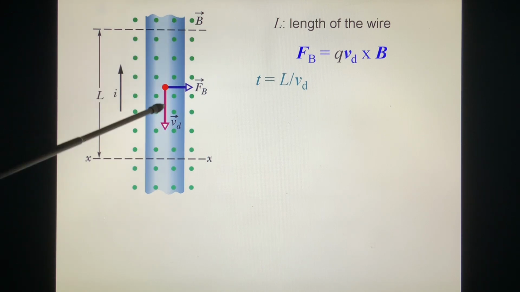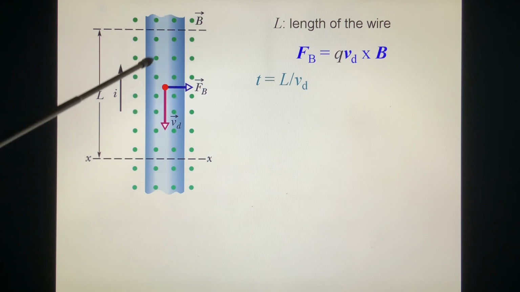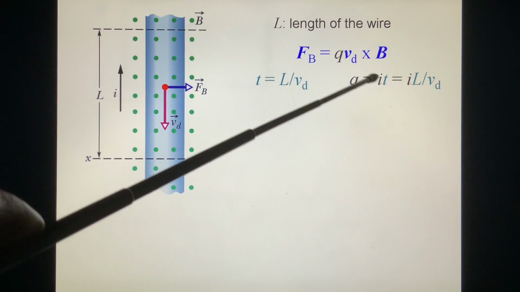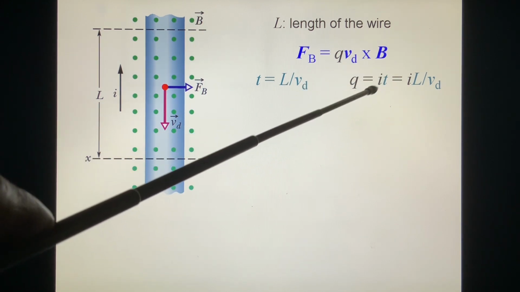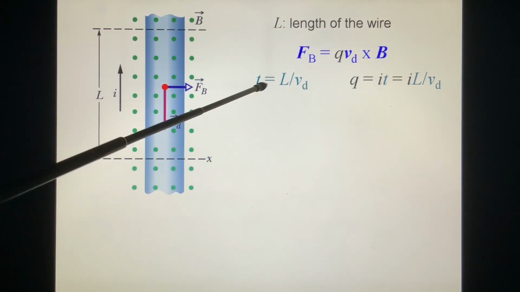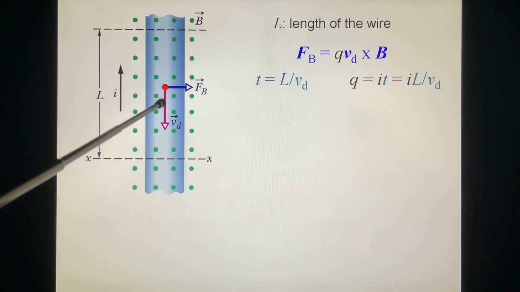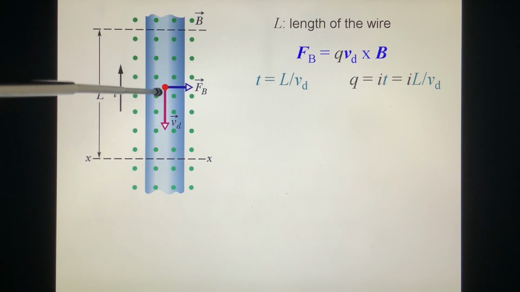How many? Before we calculate, we find the t. The t is L over v_d, and the Q. What is Q? Q is I times t, the current intensity times the period. So in time t, all this charge Q flows into this section, and the total force acting on these carriers is the force acting on this section of length L.